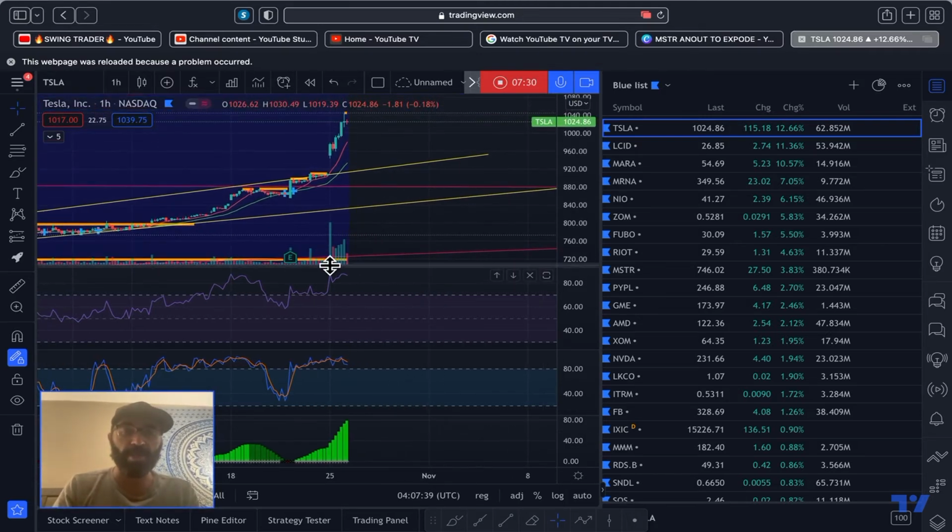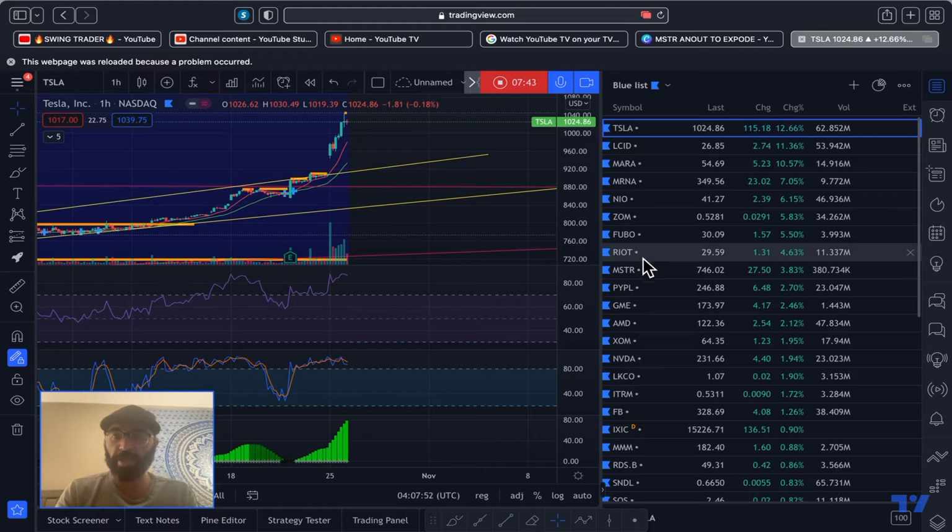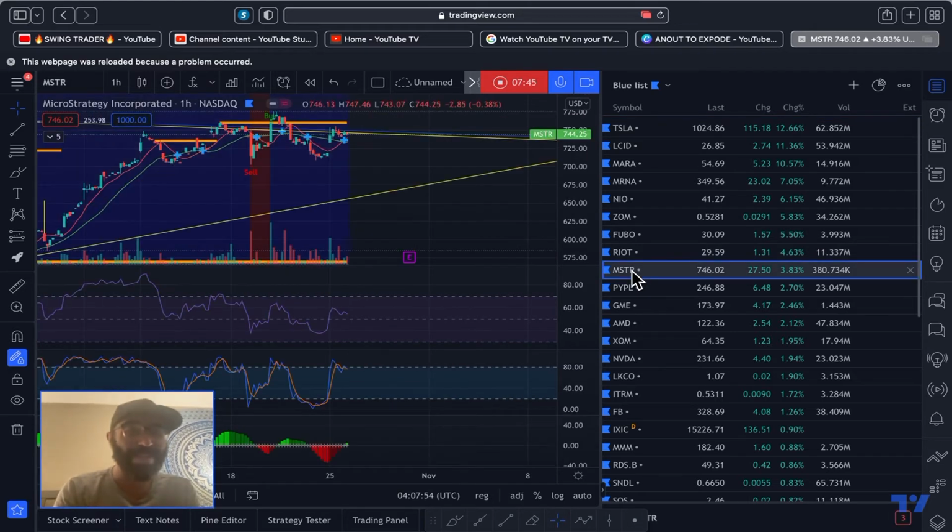But the only thing that I'm worried about is now people potentially going to start taking some profits. So I would definitely be careful. And look at the squeeze momentum. It's like high green all the way up top, which is also bullish. So that's Tesla. But let's go back to MicroStrategy to make sure that we're not jumping off course here.